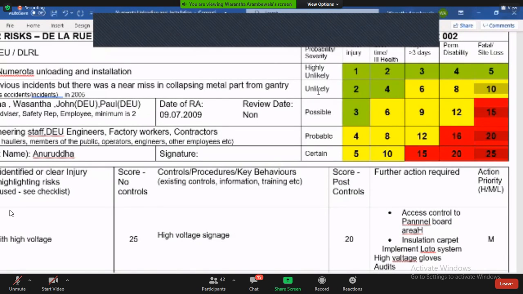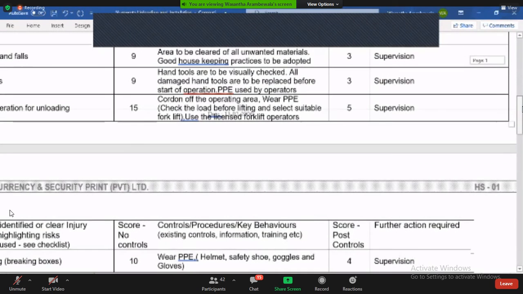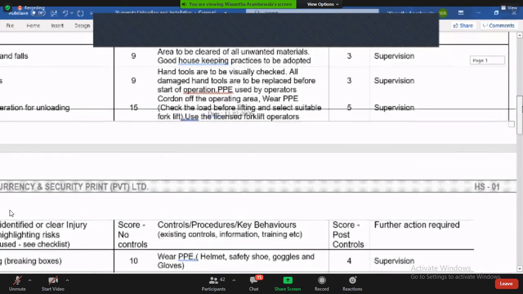But if you did not do that, what will happen, right? You are only playing with the probability. Your risk level goes down by reducing the probability. Is that clear? Understood? Yes, sir.